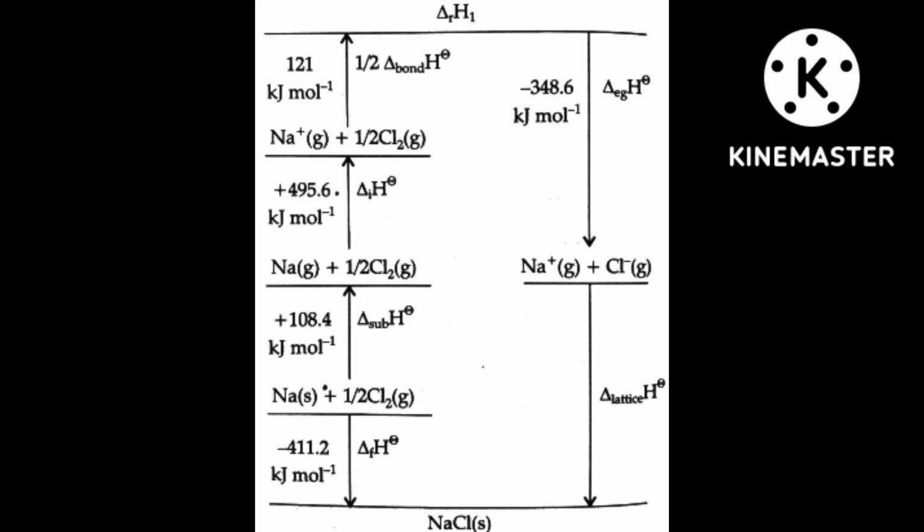But you may ask: in the cycle, the value is given as minus 411.2, but here we are writing plus 411.2. What is this value actually? This is the heat of formation.